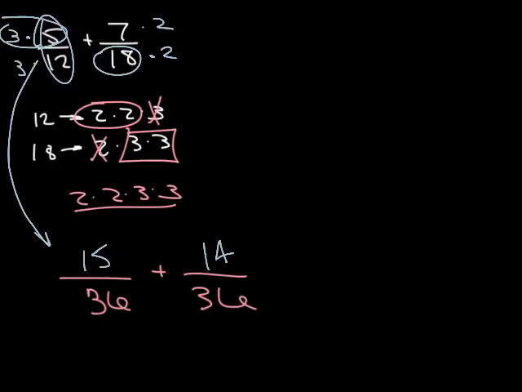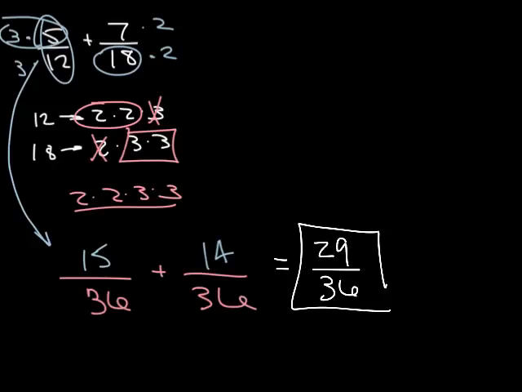So now I have two fractions with the same denominator, and I can add the top numbers. 15 plus 14 is 29 over 36, and that is the sum of those two fractions, and I'm done.